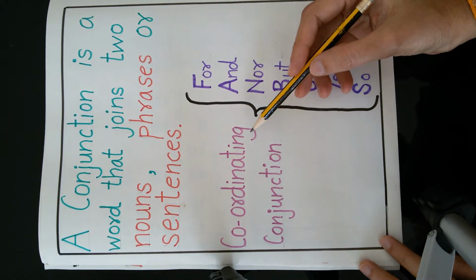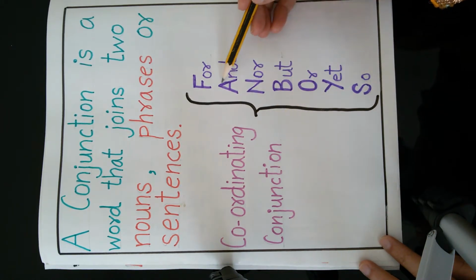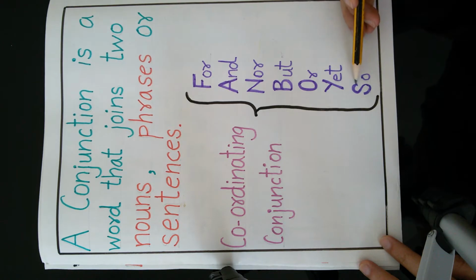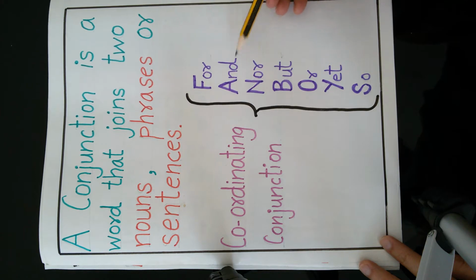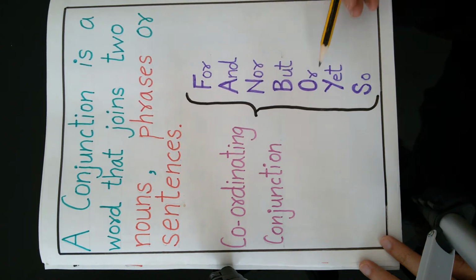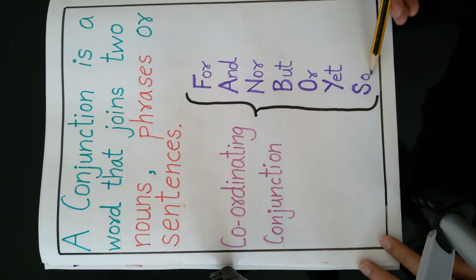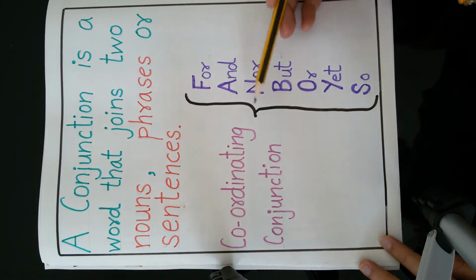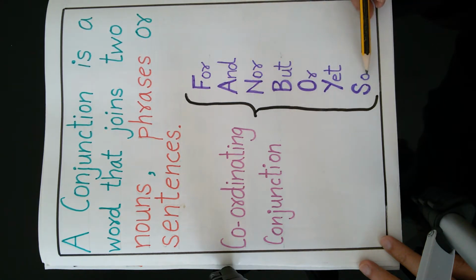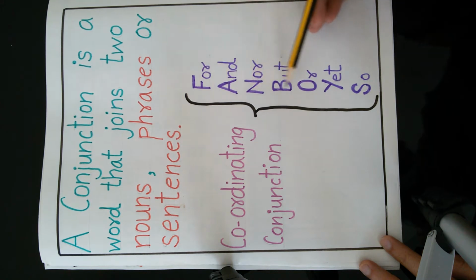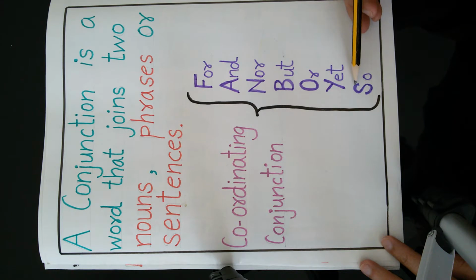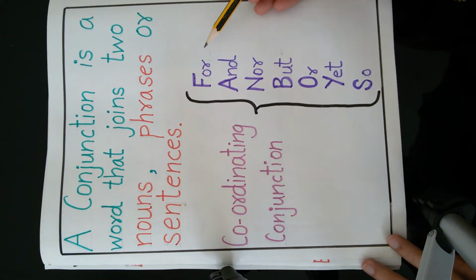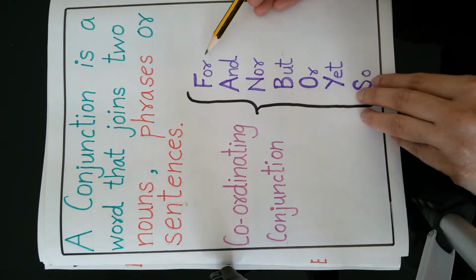We can remember coordinating conjunctions by the mnemonic FANBOYS. The 7 coordinating conjunctions are for, and, nor, but, or, yet, so. So we can remember these 7 coordinating conjunctions by the mnemonic FANBOYS. We will be learning these 7 coordinating conjunctions separately. Let us see the first conjunction, for.